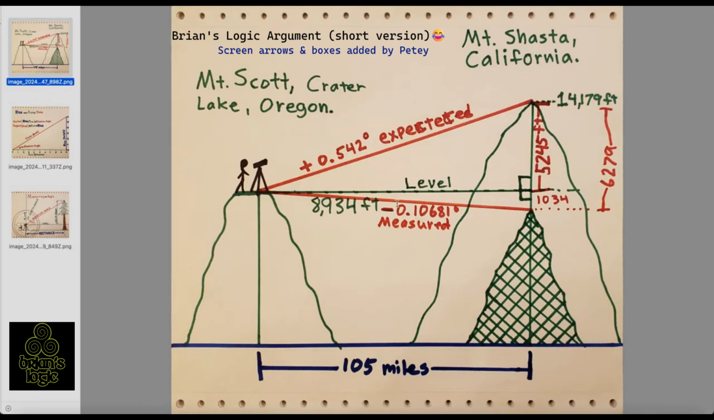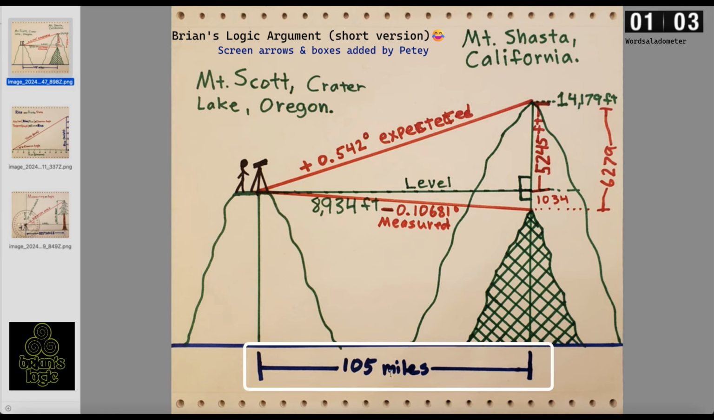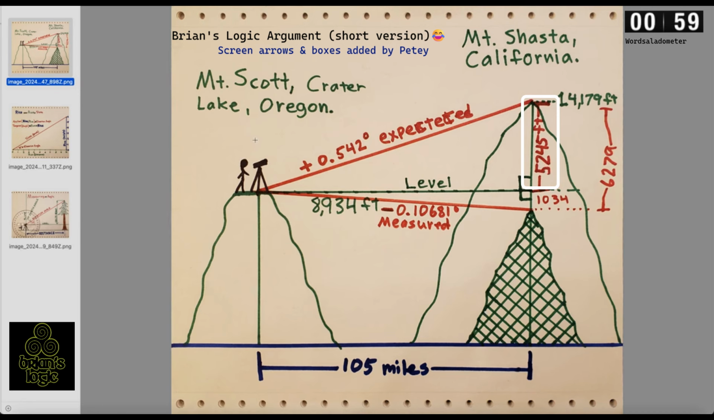I'm focusing on this diagram here. From someone on Mount Scott, Crater Lake, Oregon, taking an angle to Mount Shasta, California. The person on Mount Scott was 8,934 feet high. Mount Shasta is 14,179 feet. They're 105 miles away. And the extra height of Mount Shasta above Mount Scott is 5,245 feet.